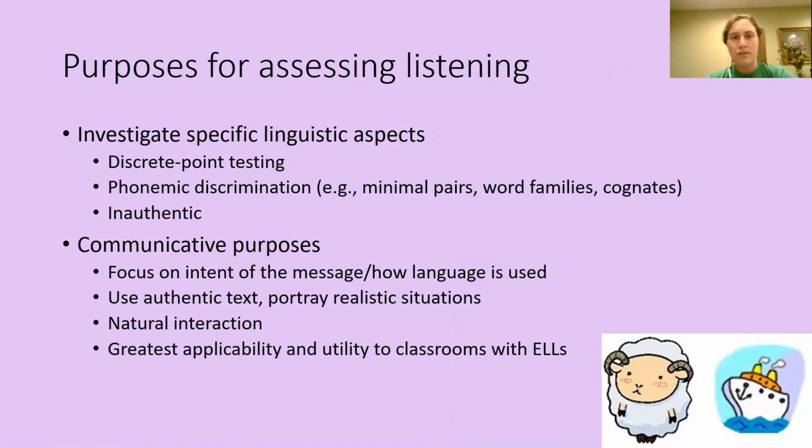So why do we assess listening? We assess it to investigate specific linguistic aspects. You can do discrete point testing, where you're looking at a specific linguistic aspect. And you can also do phonemic discrimination. For example, you could say the word sheep out loud, and then you would have the pictures of the sheep and the ship, or the words written out, and the student has to circle what word they heard. So that'd be an example of discriminating between minimal pairs. You could also do that with word families or cognates.